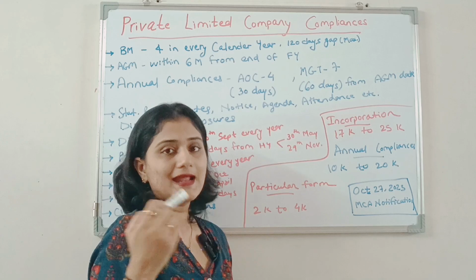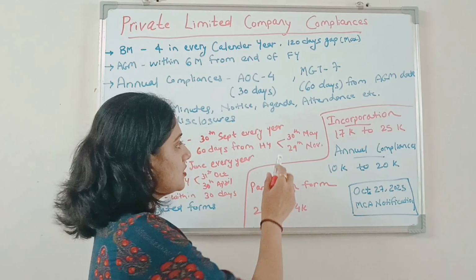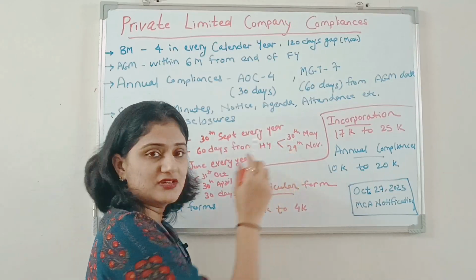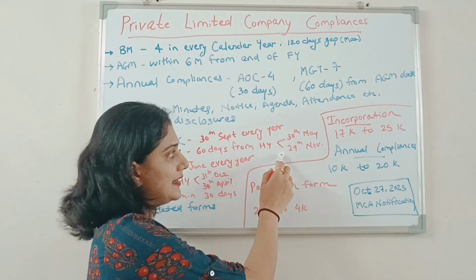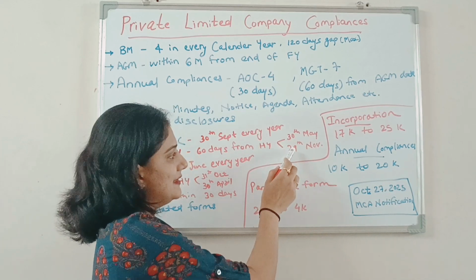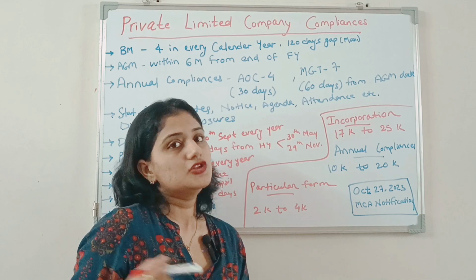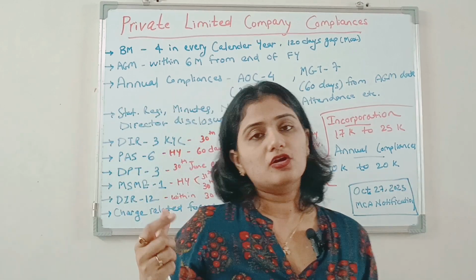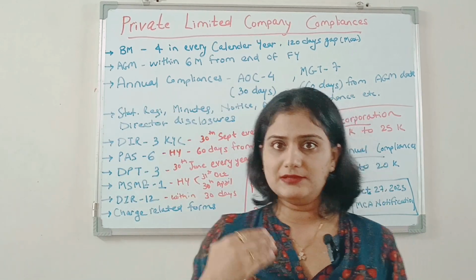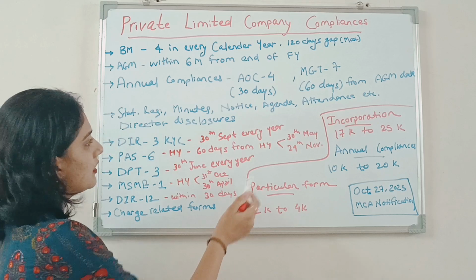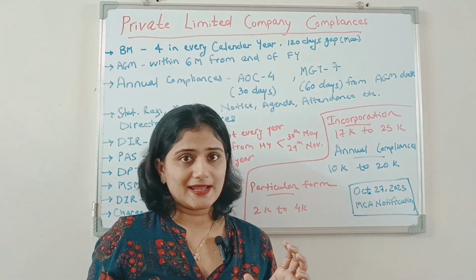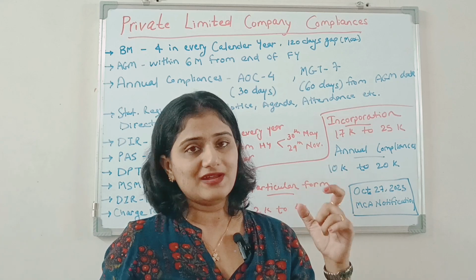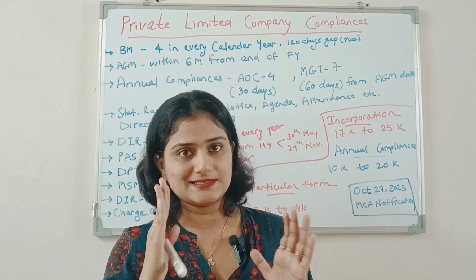So for the half year ending on 31st March, the deadline is 30th May, and for the half year ending on 30th September, the deadline is 29th November. There is a requirement of certification from the practicing professional. The form filing fees for this form depend upon the share capital of the company. It varies from 200 rupees to 600 rupees.